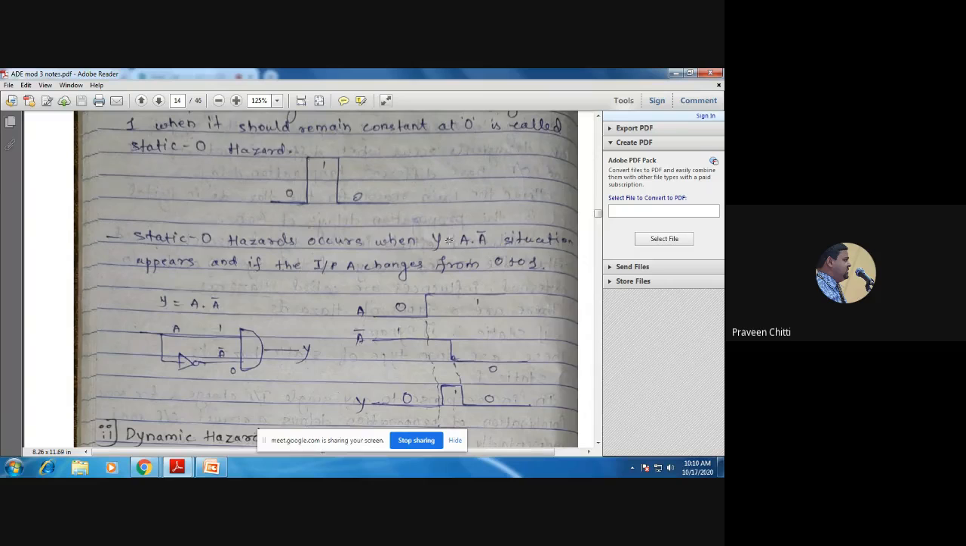Again, you can check what happens when A changes from 0 to 1. Immediately A bar will not change from 1 to 0. It will take some time, and for this interval both the inputs A and A bar become 1 and the output will momentarily go to 1. Hence this kind of circuit is called as what? Static 0 hazard. So I hope it is clear both what you mean by static 0 hazard and what you mean by static 1 hazard. Is that clear? All of you understood it?